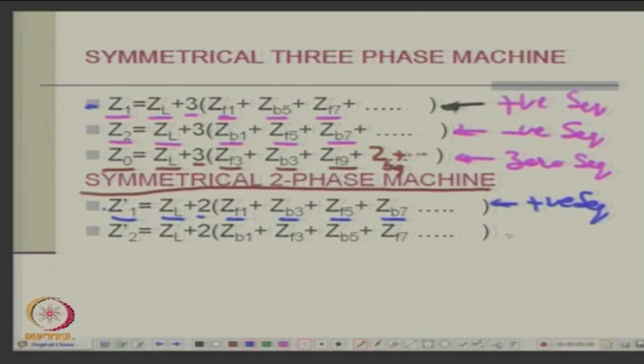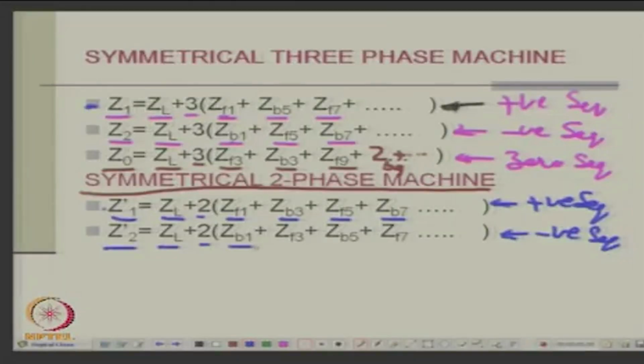Okay. And if you go to the negative sequence in the 2-phase system, that means I take a 2-phase symmetrical machine and find out the negative sequence impedance, means voltages are applied in negative sequence and we are taking all the space harmonics into account. It will have ZL plus twice ZB1 plus ZF3 plus ZB5 plus ZF7 etc. Okay. And here there is no 0 sequence.